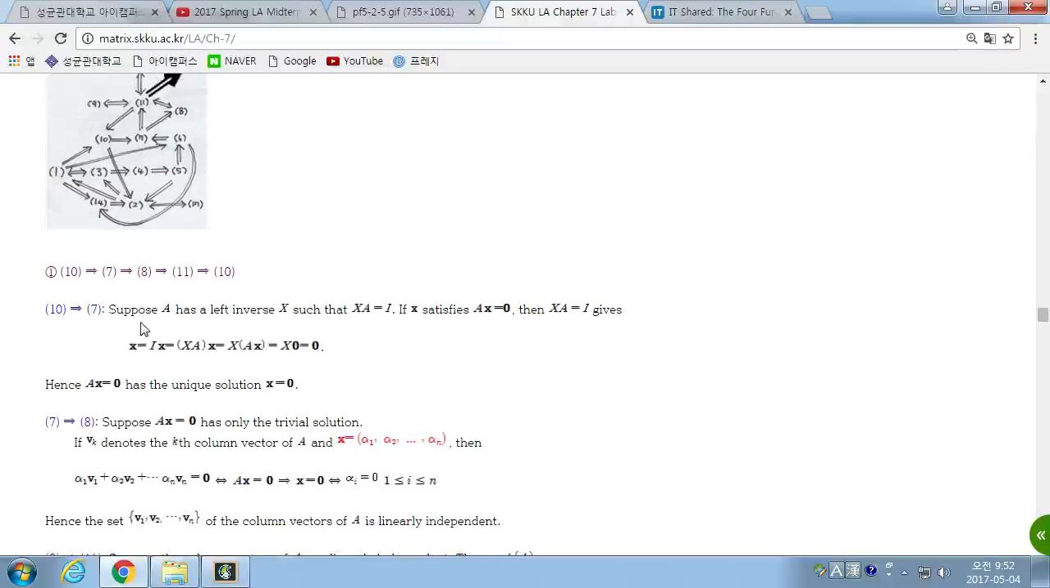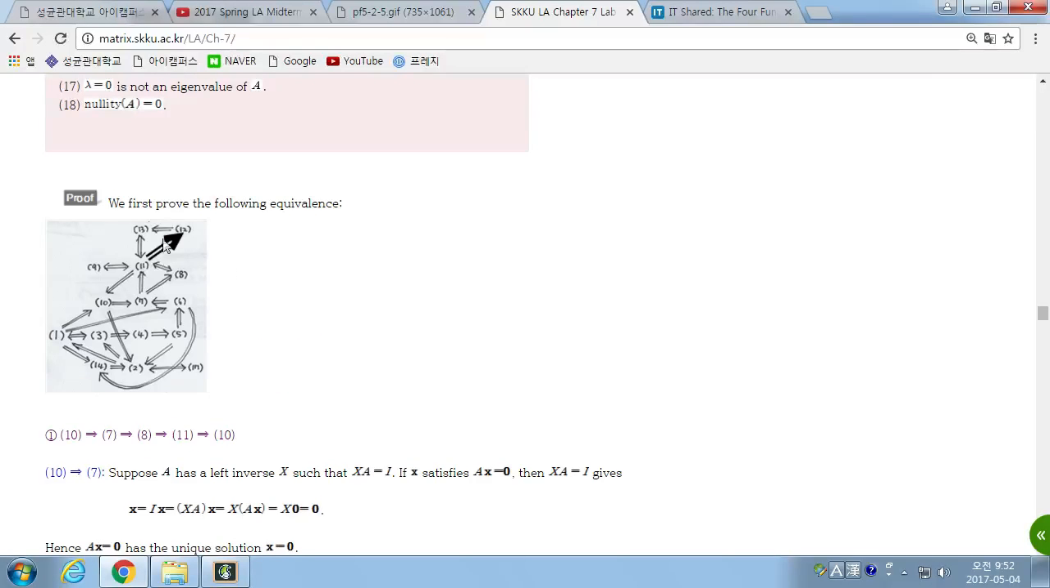So I have shown this. The 10 includes 7, 7, 8, 7. So I showed this, which made everything equivalent.